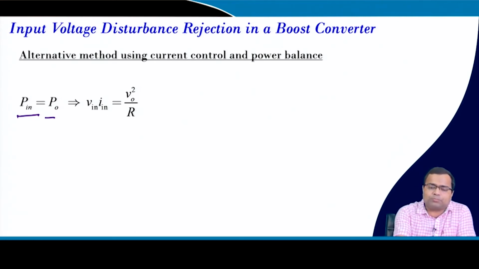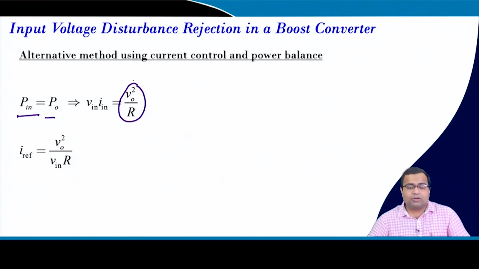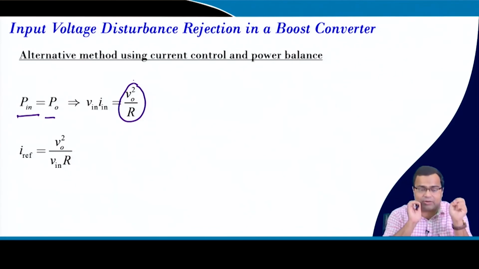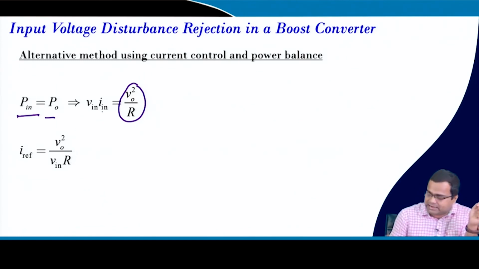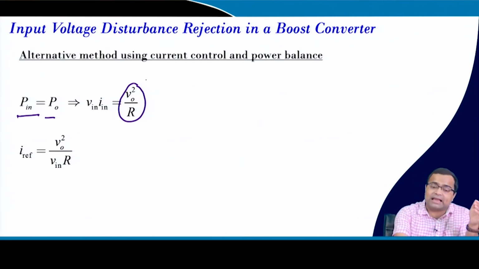You know the output power is simply V0 square by R, and now we can set a current reference. That means we are now bringing current into the picture. Because the boost converter inductor is on the input side, the inductor current is the same as the input current. So we are setting the reference for the inductor current, that is, the reference input current, which is derived from the output power equation from here, right.